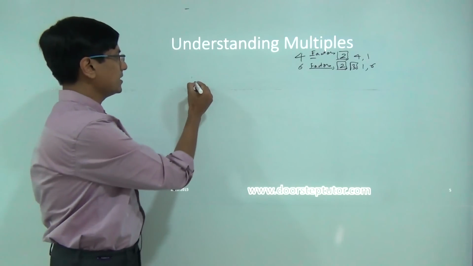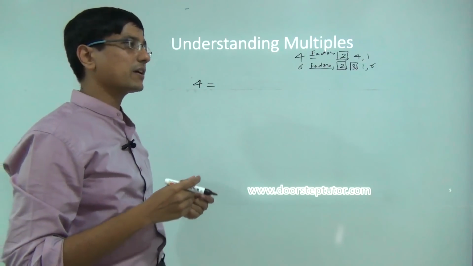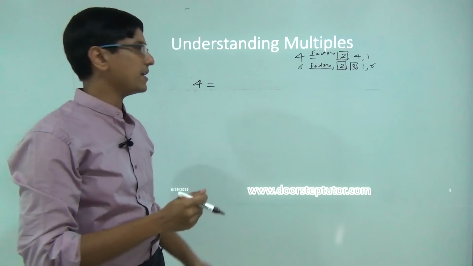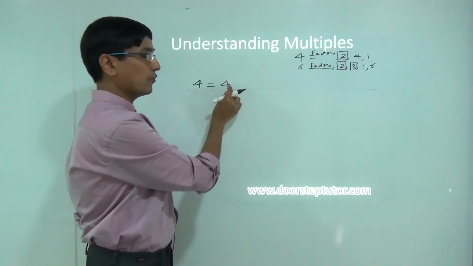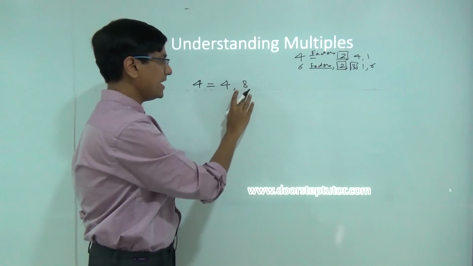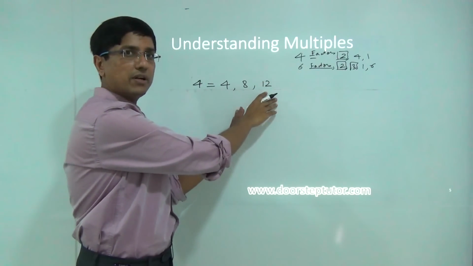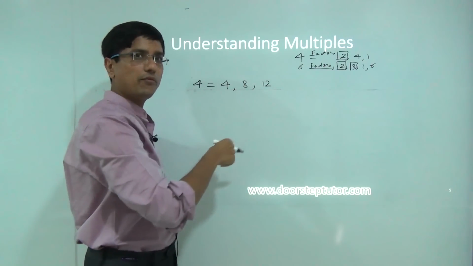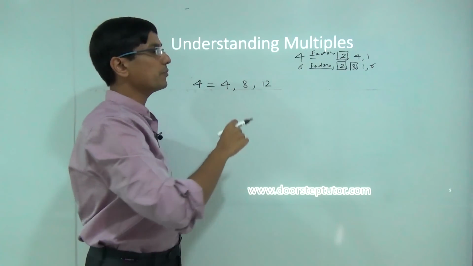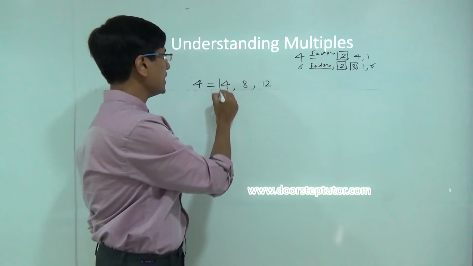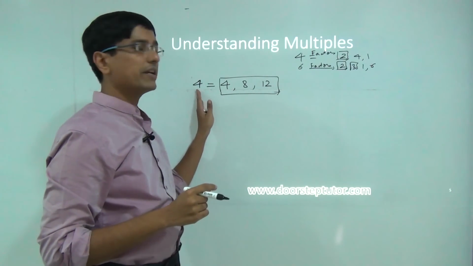And what are multiples? Multiples of a number are all the numbers which are completely divisible by that number. For example, let's take number 4. 4 can divide 4 completely, so 4 would be a multiple. 4 can divide 8 completely, so 8 would be a multiple. 4 can divide 12 completely, so 12 would be a multiple. In a sense I am writing the table of 4. 4 ones are 4, 4 twos are 8, 4 threes are 12. So all the numbers which come in the table of 4 would be the multiples of number 4. Multiples, by their very definition, would always be larger than the number itself.